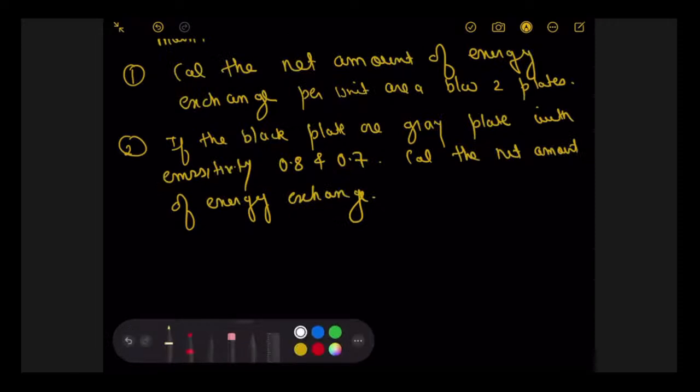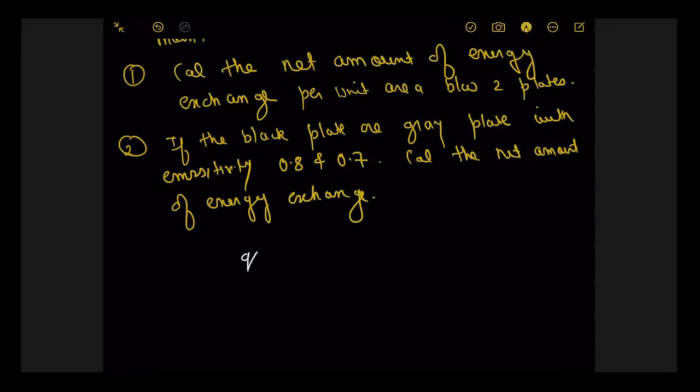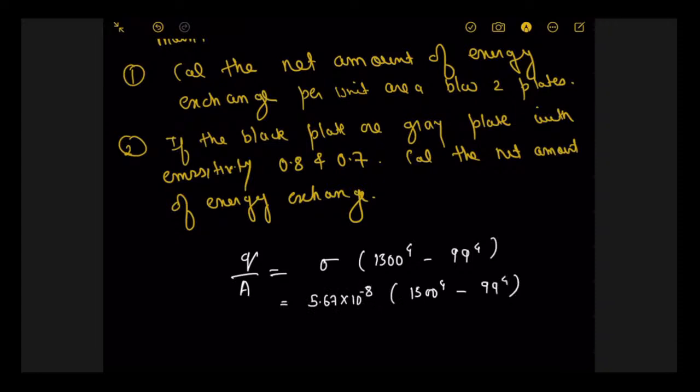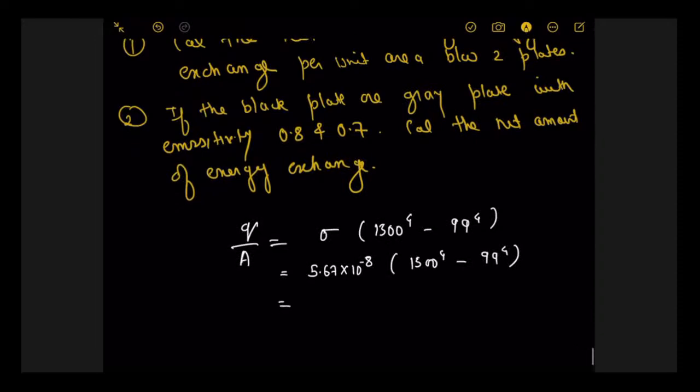So for the first part, if you solve this, then Q by A is equal to sigma times 1500 to the power 4 minus 99 to the power 4. So it is equal to 5.67 into 10 to the power minus 8, 1500 to the power 4 minus 99 to the power 4. How much is it coming? 287 kilowatt.